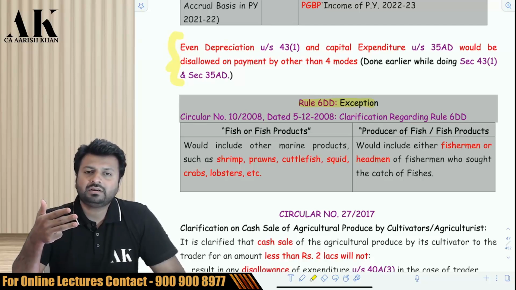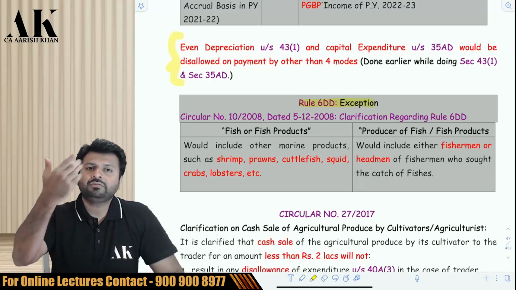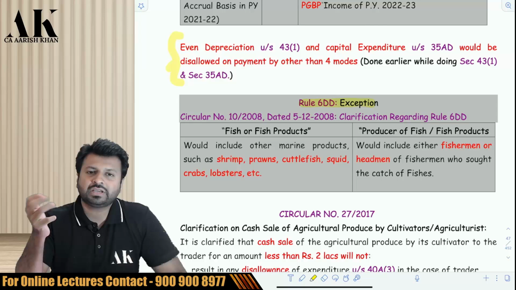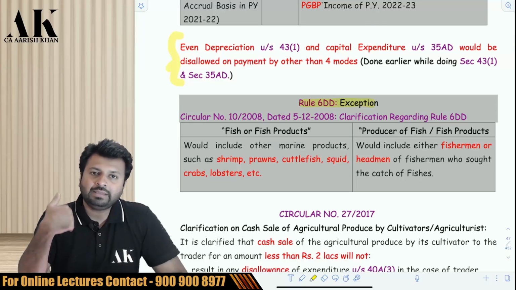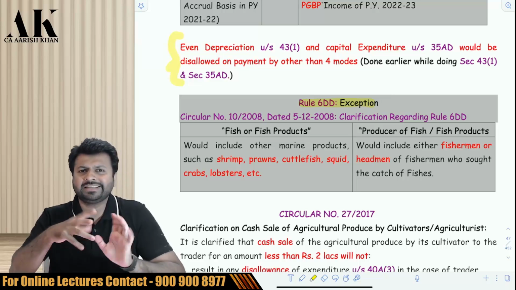If you make the payment by way of debit card, credit card, or by way of book adjustment. So what is book adjustment? I have to make you a payment of 30,000. You have to make me a payment of 20,000. Let us adjust. That is book adjustment. I am supposed to make you a payment of 30,000, you are supposed to make me a payment of 20,000. Let us adjust. This is book adjustment.